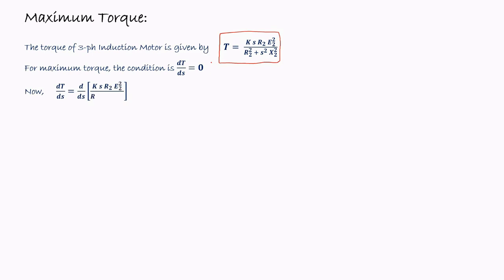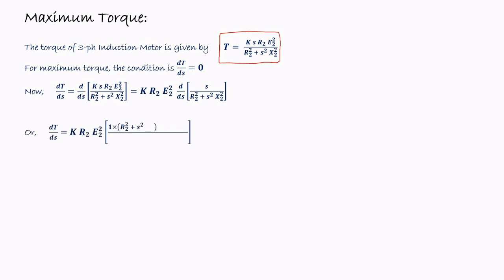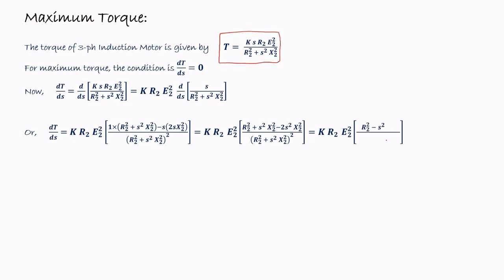So let's differentiate. It will be dT upon dS, that is d upon dS, within bracket the entire value of the torque. Here K, R2 and E2 square are constants, so we take them out from the bracket. So it will be d upon dS of S upon R2 square plus S square X2 square. Differentiate the numerator and denominator, and after simplification step by step, finally we get this value. So in the numerator, it is R2 square minus S square X2 square.